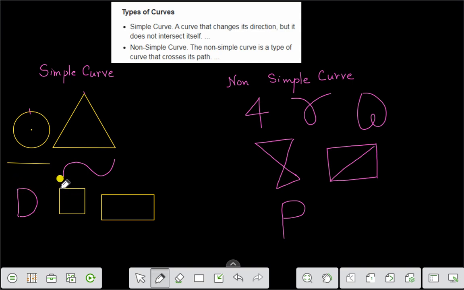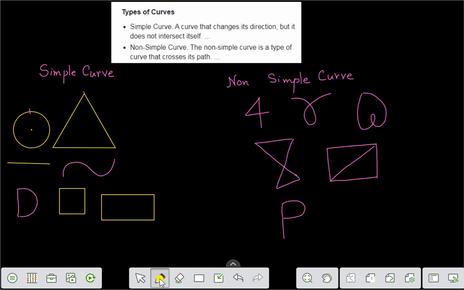Here you see, starting from here and going on, we come to the same point. That means this is a simple curve. Here also, starting from here, 1, 2, 3, 4. That means these are all simple curves. A curve that changes its direction but does not intersect itself is called a simple curve. What is a non-simple curve? The non-simple curve is a type of curve that crosses its path.